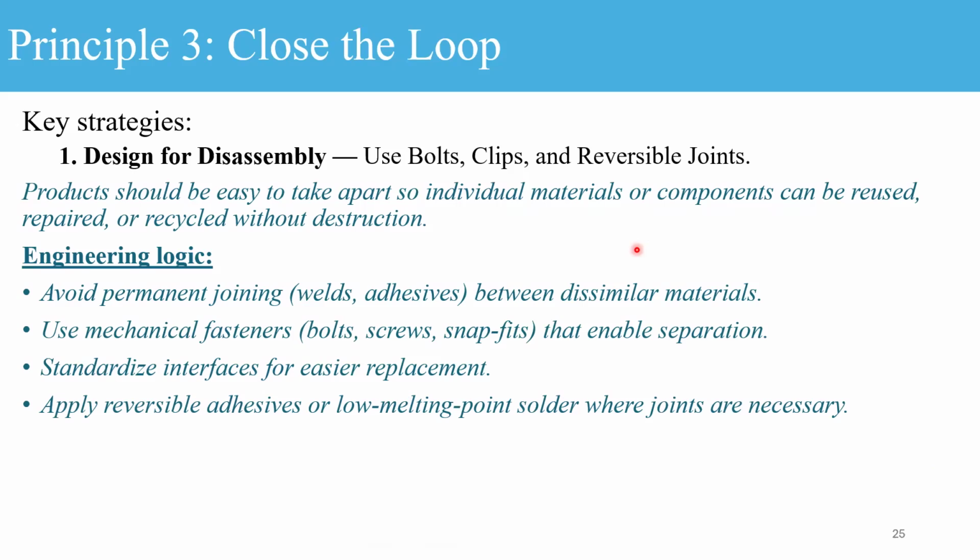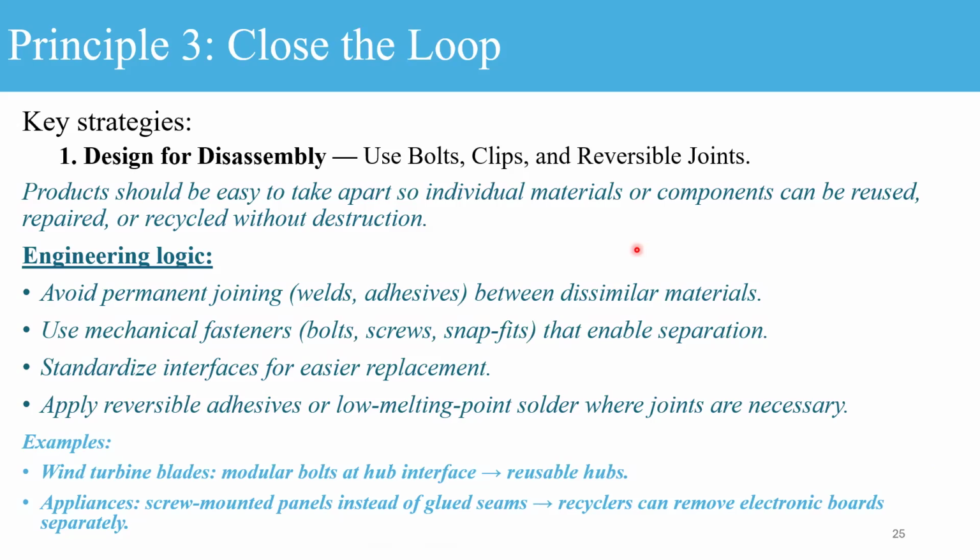Some examples of design for disassembly: wind turbine blades, where modular bolts at the hub interface make the hubs reusable. In appliances, most of the time the panel circuit boards are screw mounted instead of glue seamed, and that way recyclers can remove those electronic boards separately before recycling the home appliances.